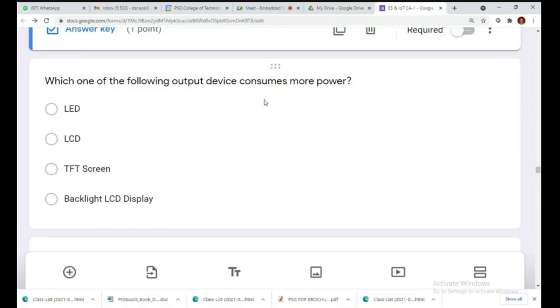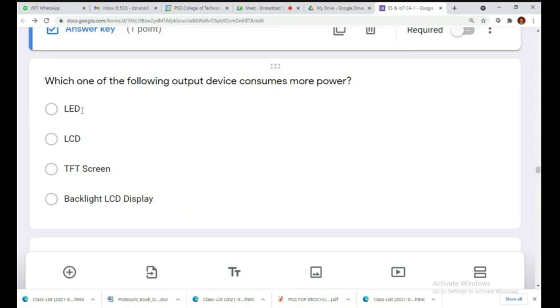Which one of the following output device consumes more power? One of the high power consuming devices, LCD, as we all know, consumes only very less power. TFT screen, thin film technology screen, is also consuming only very low power. Backlight LCD display is also consuming very low power. One of the large power consuming devices is LED. So the right answer is the first one.